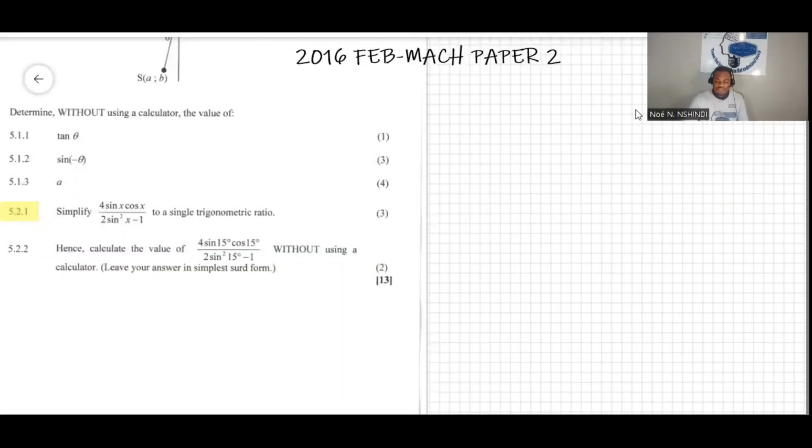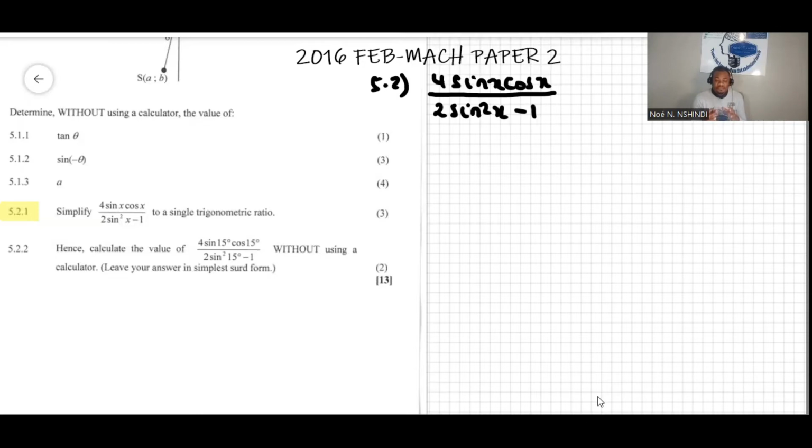Well, in the previous videos, we did question 5.1. Now we are going to do question 5.2. The question says, simplify 4 sine x cos x over 2 sine squared x minus 1 to a single trigonometric ratio. So I'm going to write the question here: 4 sine x cos x all over 2 sine squared x minus 1.